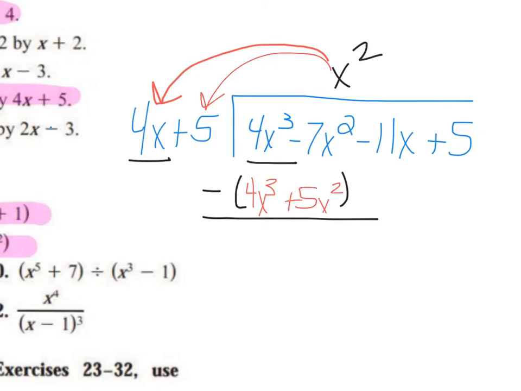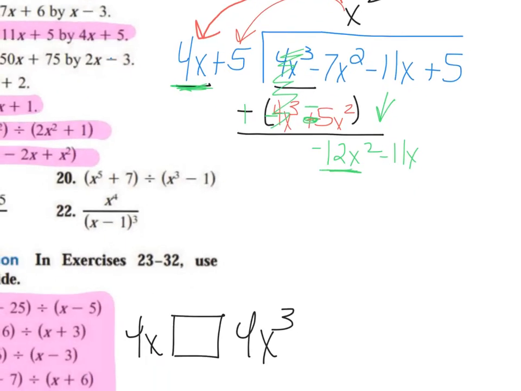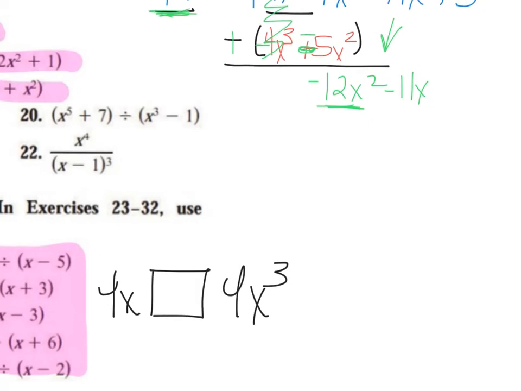Before I subtract, what do I have to do with that negative sign? Distribute, so change the signs. Now I have negative 7x squared minus 5x squared, which is negative 12x squared. The 4x cubed terms cancel out, and then I drop down the 11x. We do the same thing all over again. First term into first term: 4x times what gives me negative 12x squared?